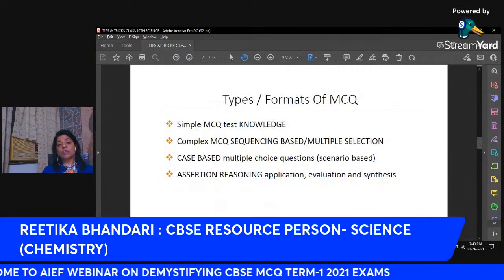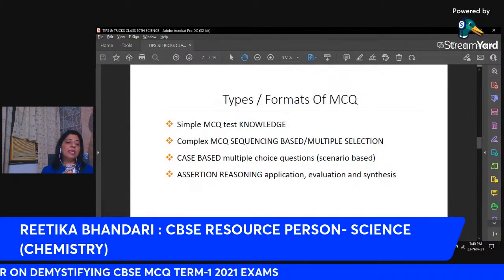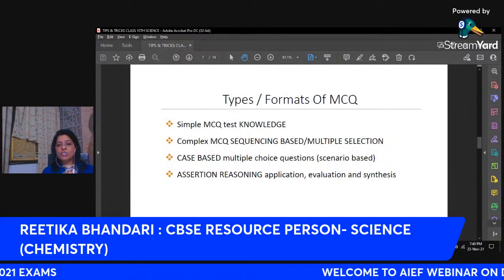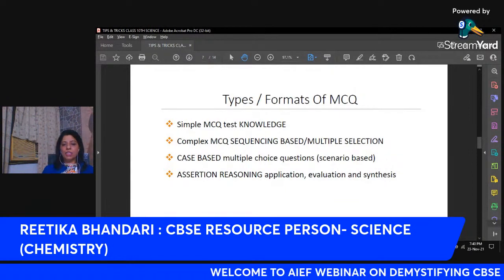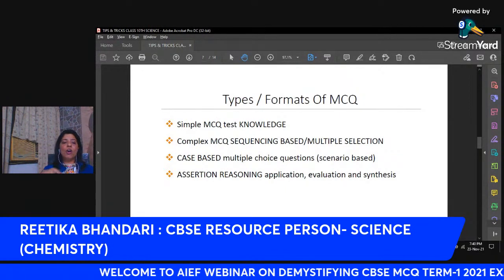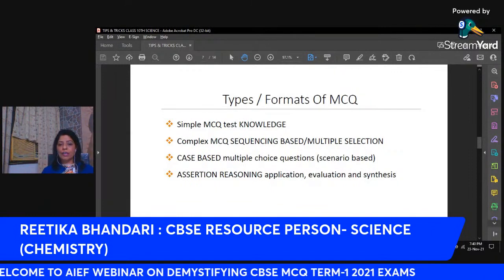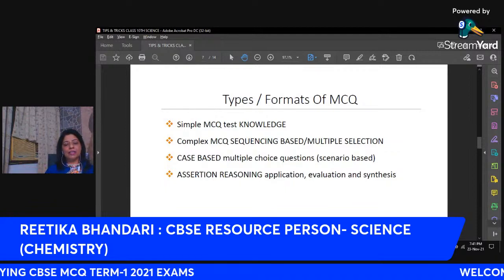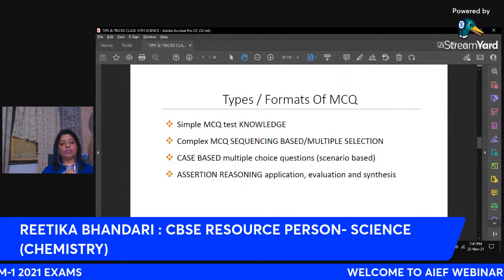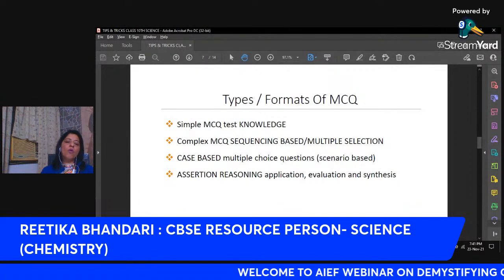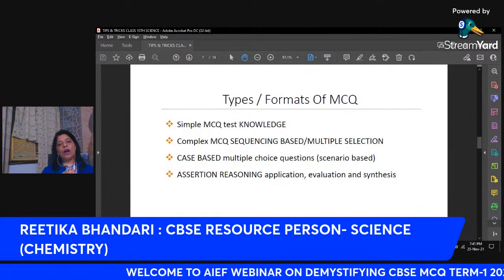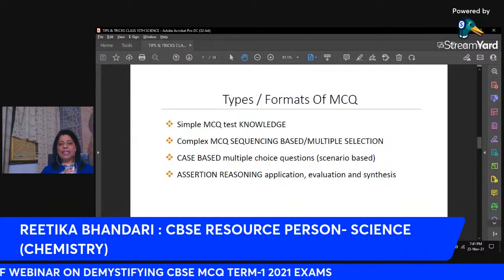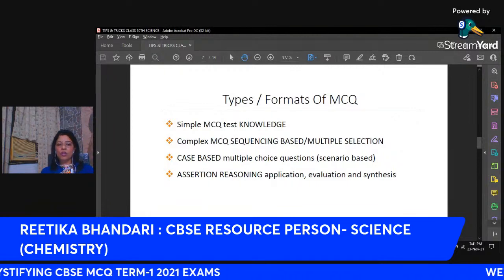That's very, very important. So I talked about simple MCQs and complex MCQs. Simple MCQs are very straightforward knowledge-based questions, whereas in complex MCQs you may have multiple selection, maybe options 2 and 3 are correct, or options 1 and 4 are correct, or maybe sequencing, where you have to arrange in increasing or decreasing order. These questions require more time. So whenever you are attempting questions, try to solve simple MCQs in less time, because complex MCQs will take more time.